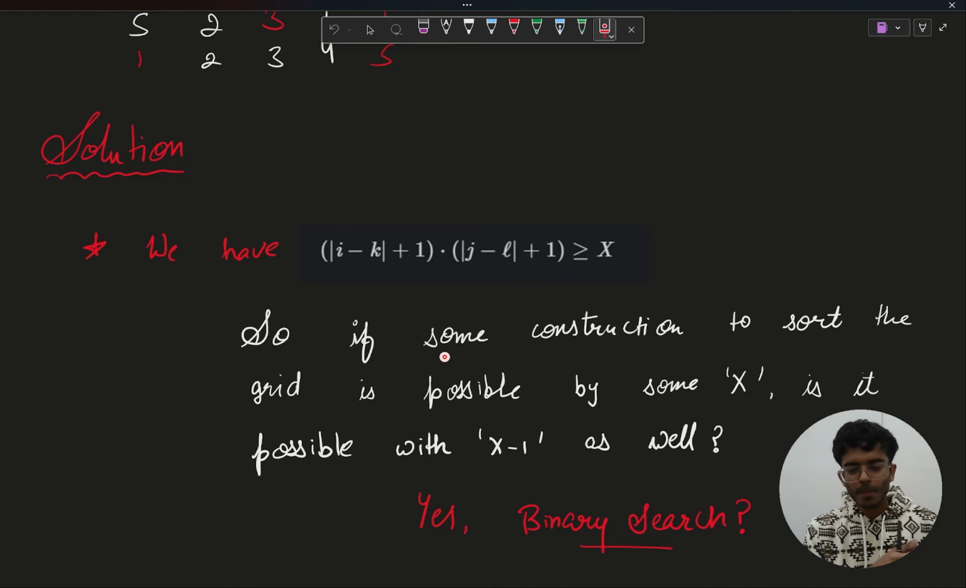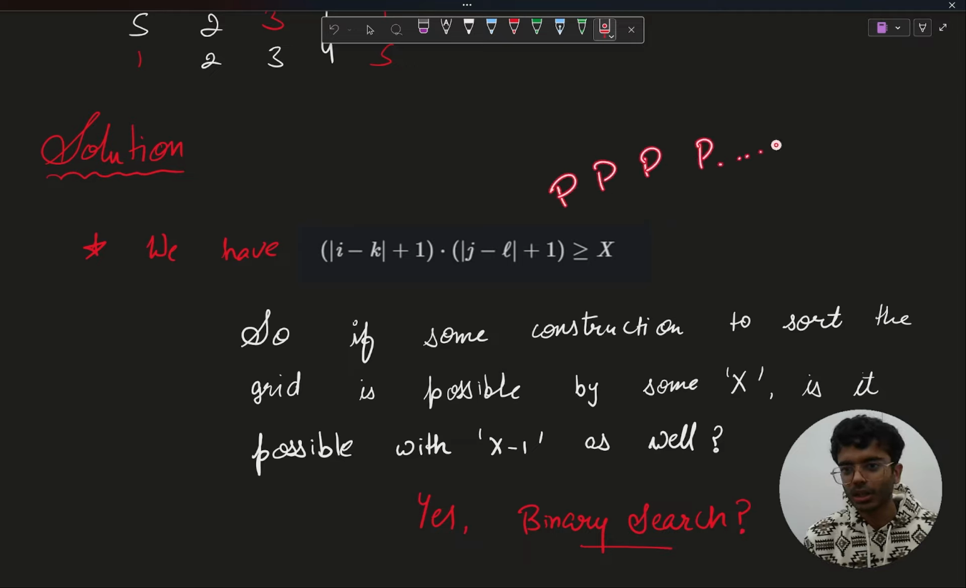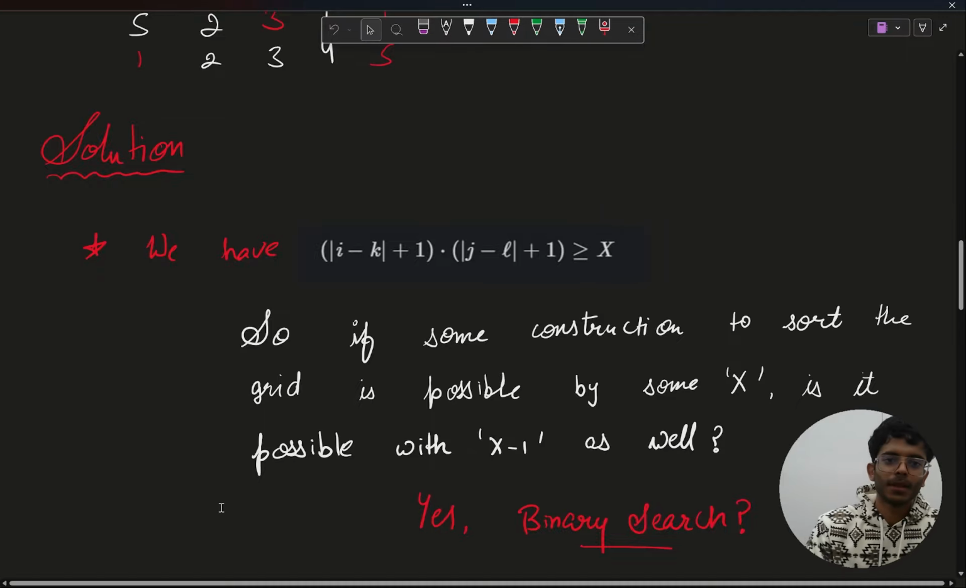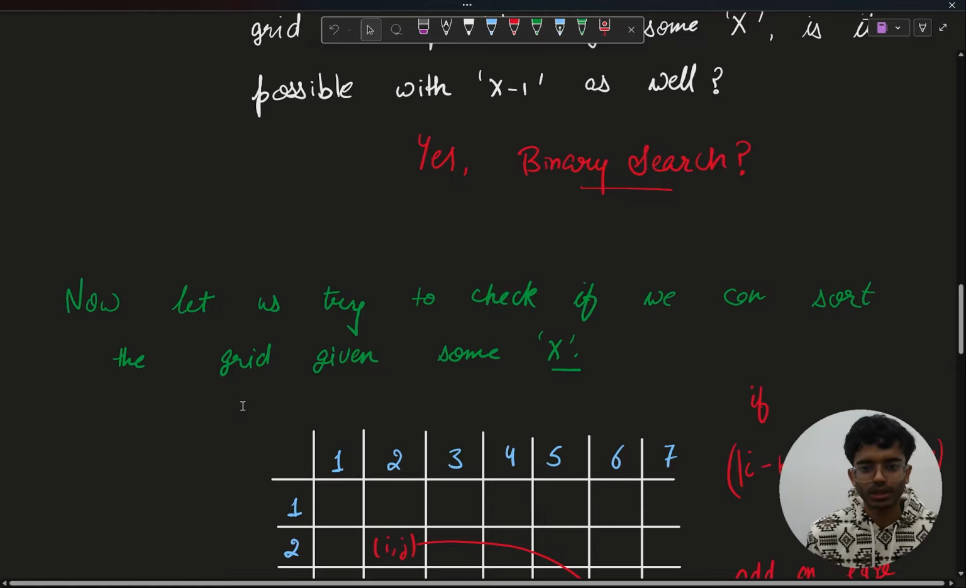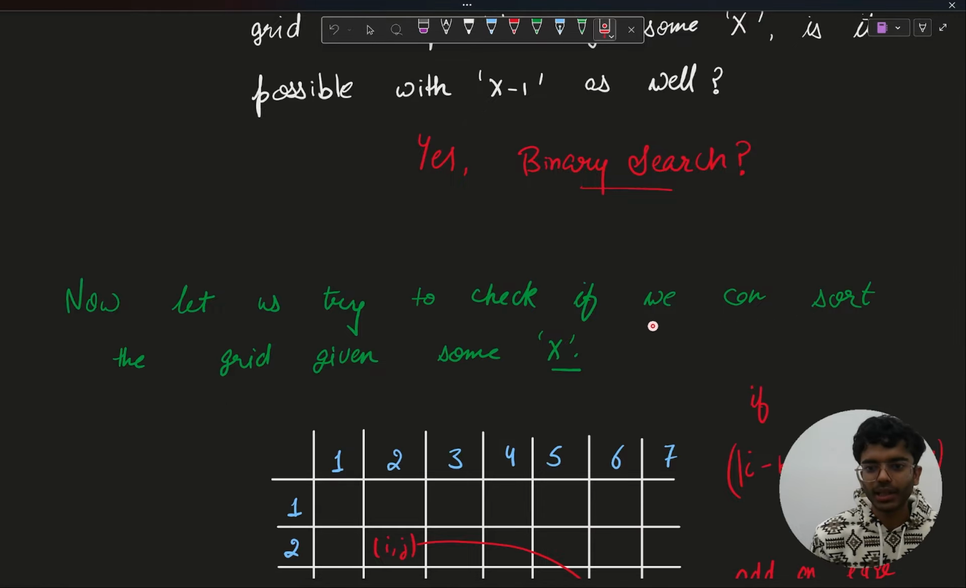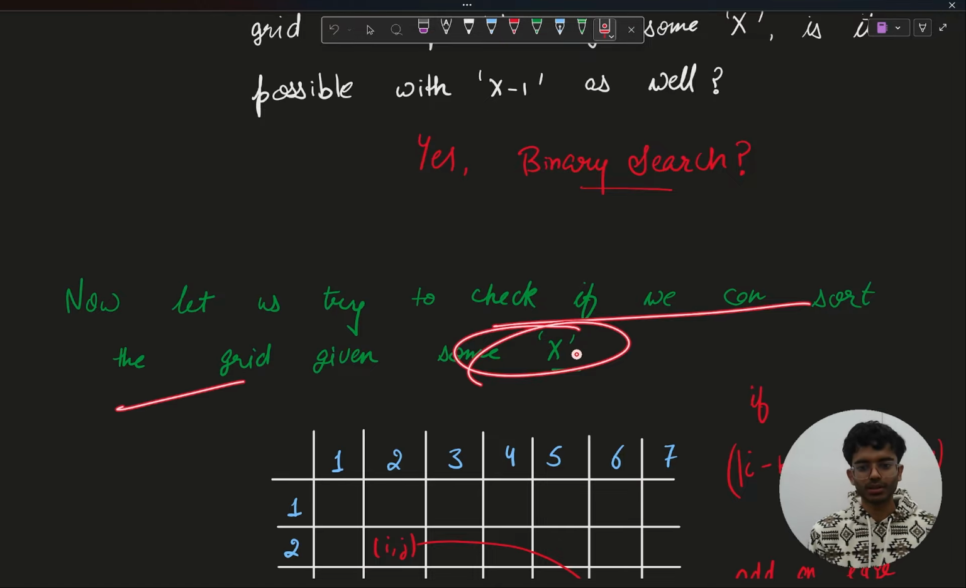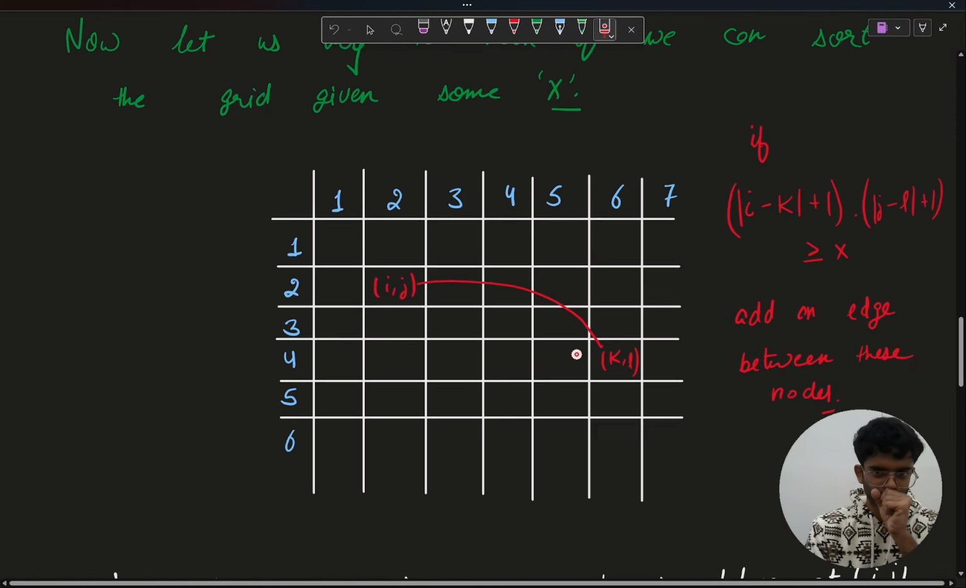So the possible values of x would look something like: possible, then possible, then possible, up till some value, which would be our x, and then it is not possible for all the further values, right? And because it is a monotonic function, we can apply binary search, right? So now let's try to figure out, if we're given some value of x, whether we can sort the grid or not, right?